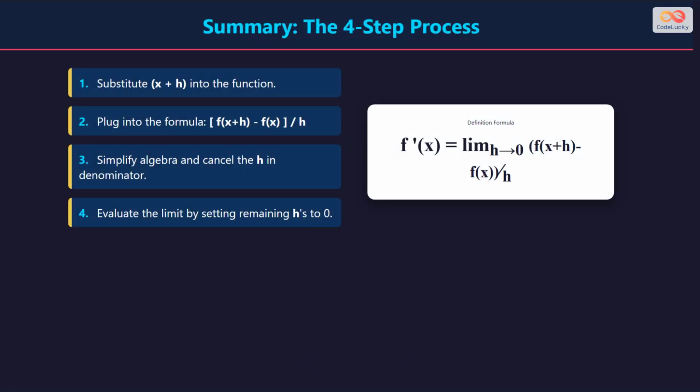To summarize, you can find any derivative using this four-step process. 1. Substitute x plus h to set up the difference quotient formula. 2. Expand and simplify. 3. Simplify algebra to cancel the h in the bottom. And 4. Evaluate the limit by setting the remaining h's to 0.